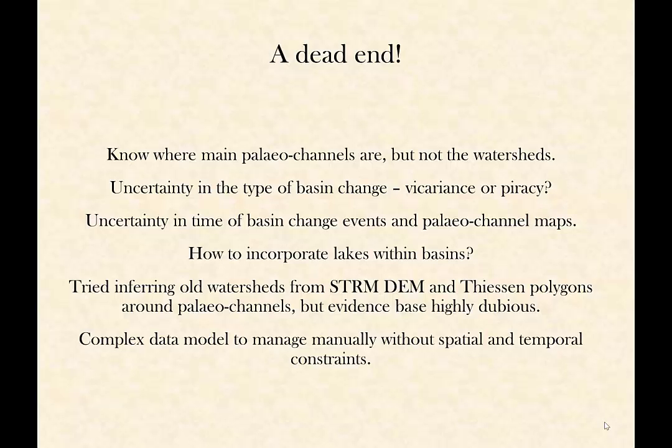So there was uncertainty in the channels, that information. We didn't know the type of basin change necessarily that occurred. We maybe know that there was some kind of change, but we didn't know whether it was a vicariant event, a splitting event, or a piracy event, a river capture event. There's huge uncertainty in the time of any events that we know about, and I'll talk a bit more about events in due course, and the paleo channel maps.